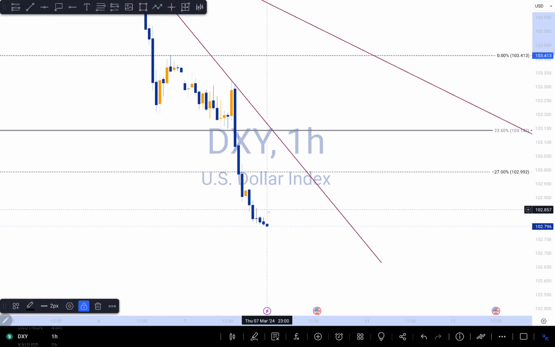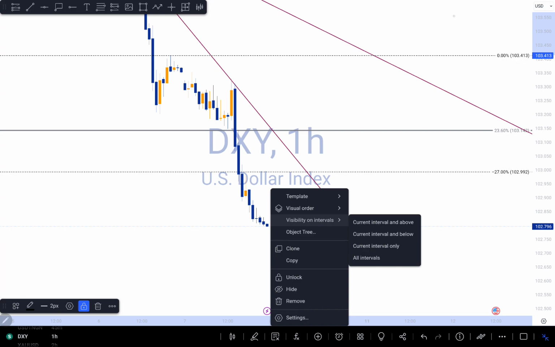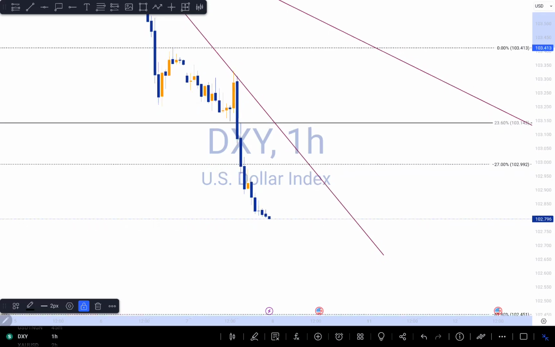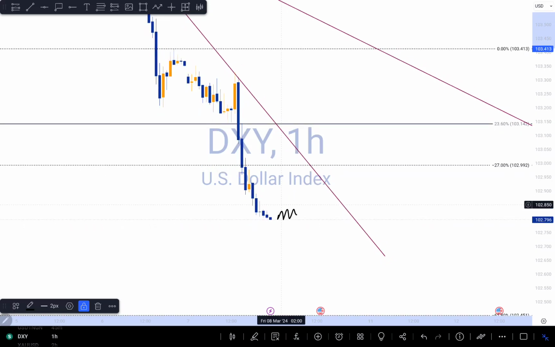So there's a possibility that we might just continue to at least have a correction of some sort, something like this, before continuing to push to the downside. Or we might push up a little bit to give us a possible third touch of the trend line before we start tanking to the downside.